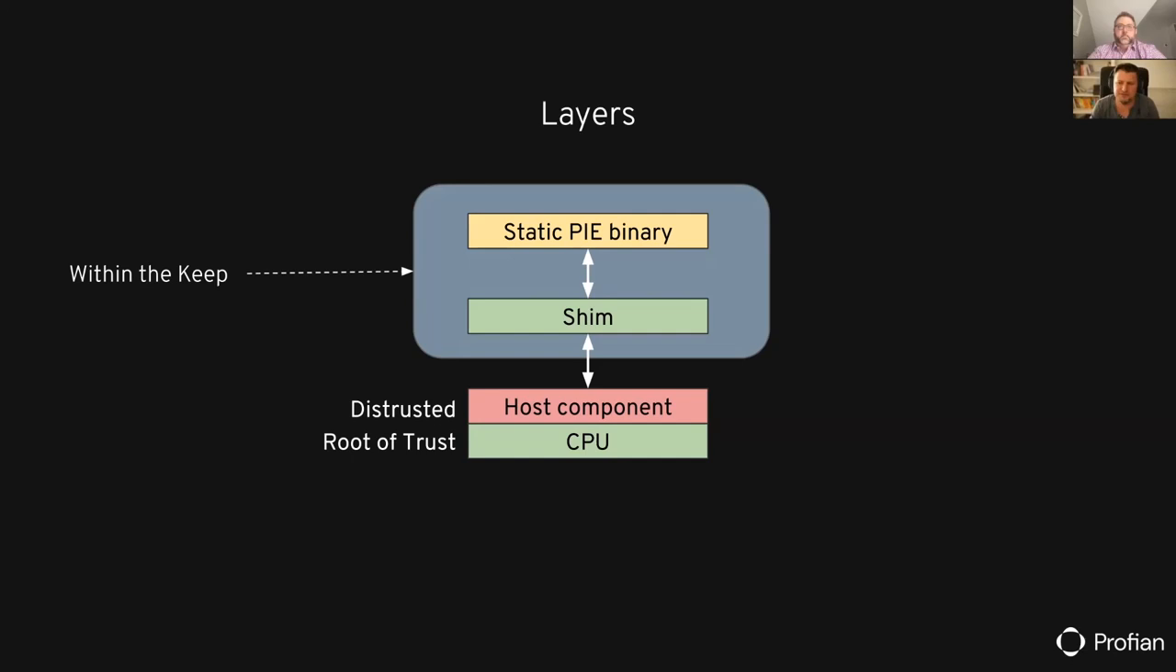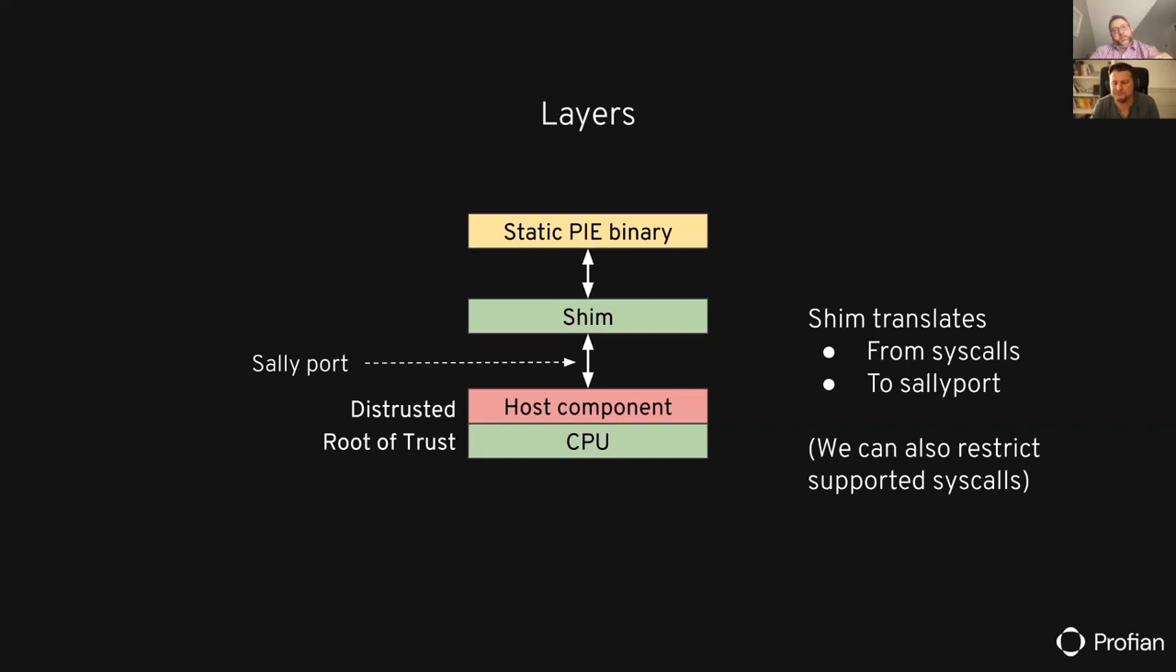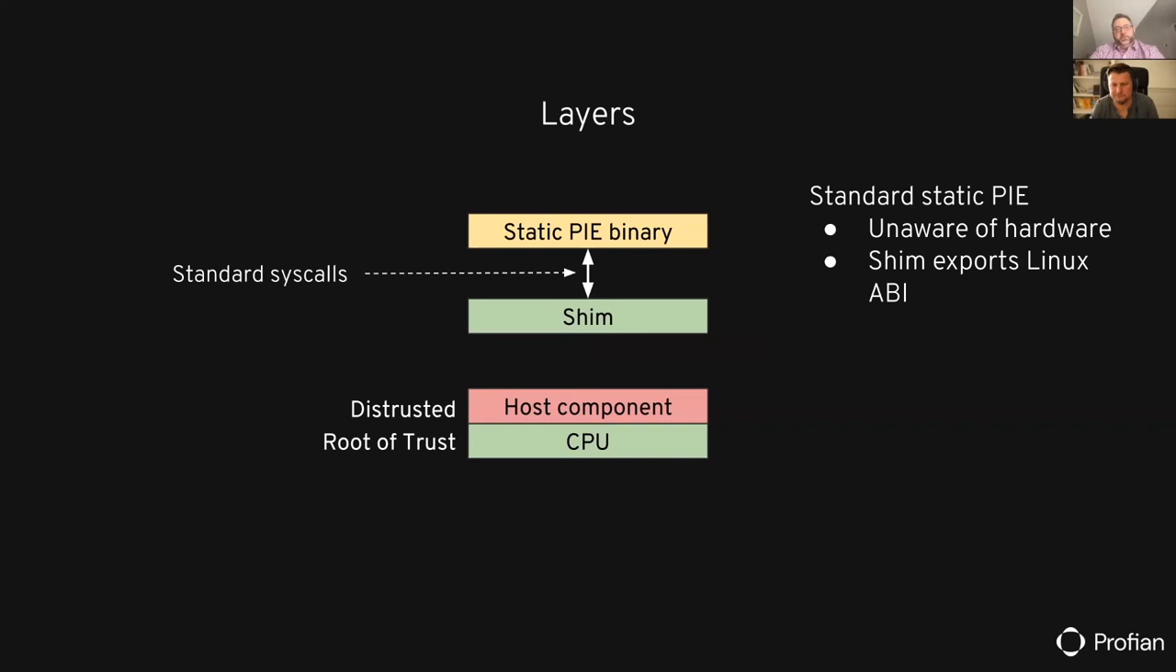Yeah, and so you can sort of think of the shim as sort of the meat of a sandwich. And on the bottom side of the sandwich is the Sally port interface. Back up, I'll show that here. So on the bottom side of the shim is the Sally port interface. And on the top is just your standard Linux syscalls. So the shim emulates the syscalls to the binary and then translates those over the Sally port.